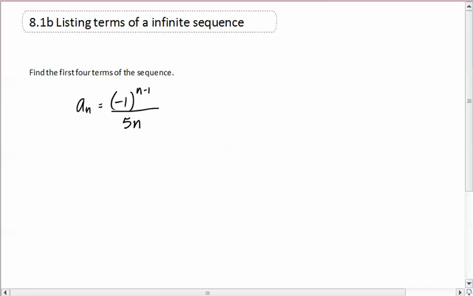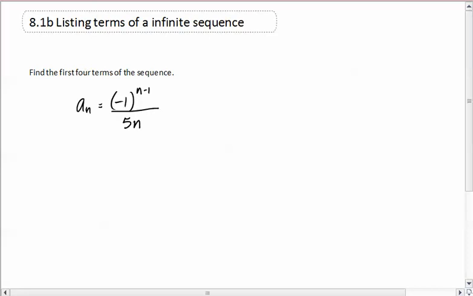So we're going to take a look now at listing terms of an infinite sequence. And that just means that there's no cap on the natural number set. In other words, it just goes to infinity. So they have to tell us how many to list, right? Because we cannot list the complete sequence because it goes to infinity. So it says to list the first four.